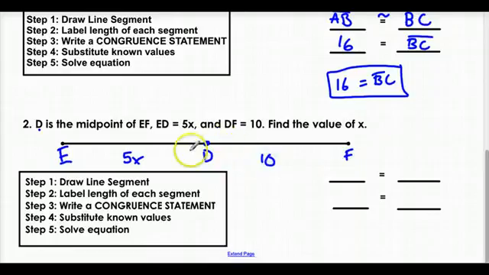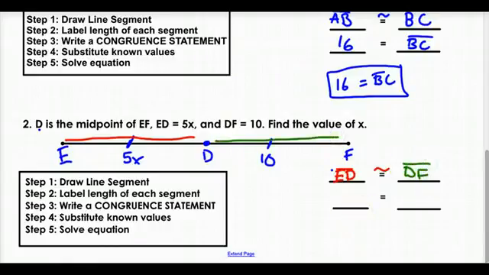Also, we know that since D is the midpoint, ED is congruent to DF, and so we write those marks in. So now that we've labeled the length of each segment, we're going to write our congruent statement. And that is that ED, this line segment right here, is congruent to this line segment, DF. These two are the same length.